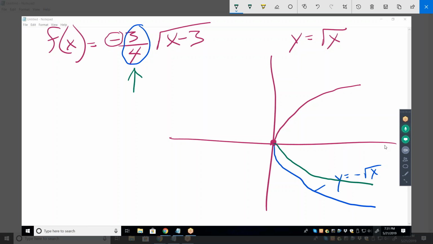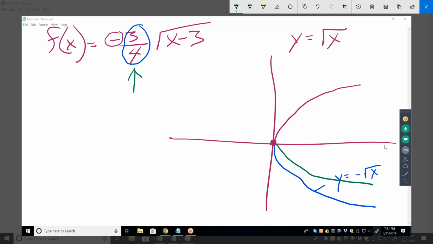Vertically. When you're going horizontally, it's actually the opposite. When it's greater than 1, it's a shrink. When it's between 0 and 1, it's a stretch. Just remember they're opposite. Vertically is the one you generally are dealing with.